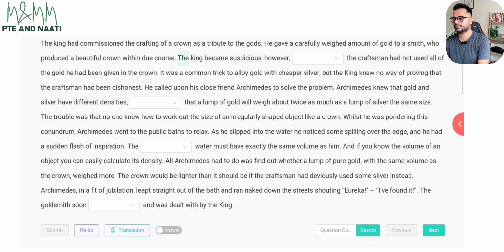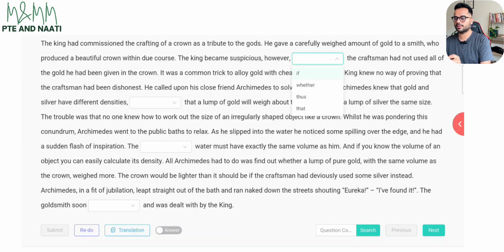So for me, the second sentence says, the king became suspicious. However, dash, the craftsman had not used all of the gold he had been given in the crown. Forget about the word however, because it's just a connector in between, but it's still one complete sentence. The king became suspicious, dash, the craftsman had not used all of the gold. So the king became suspicious about what? That has been given to us. So we are just missing a linking word in that.